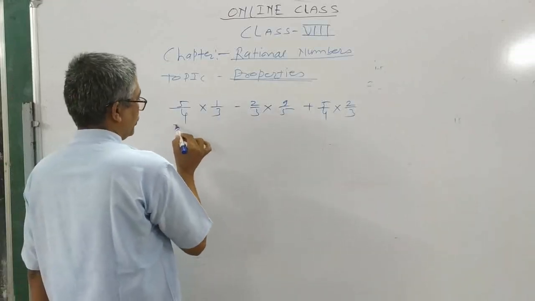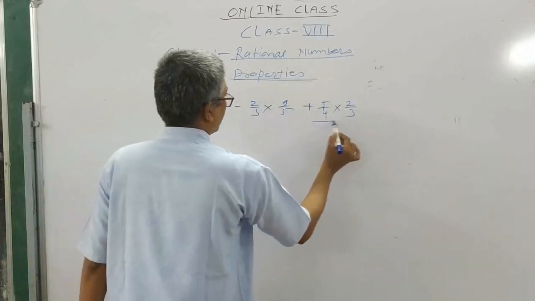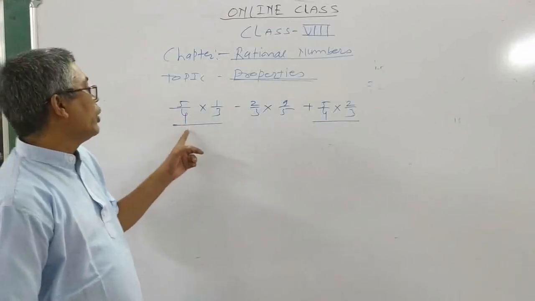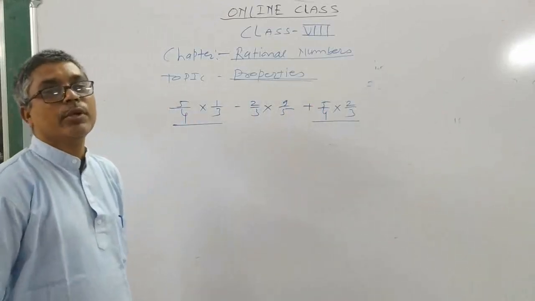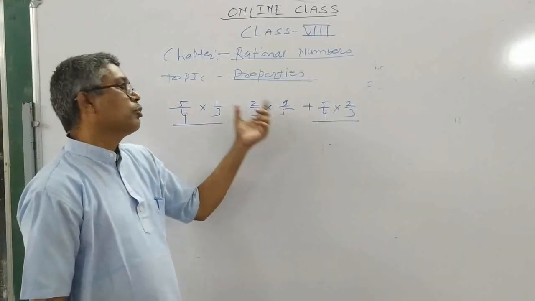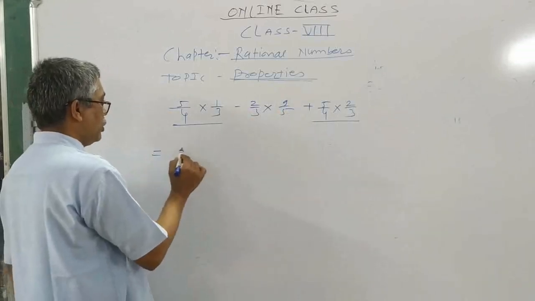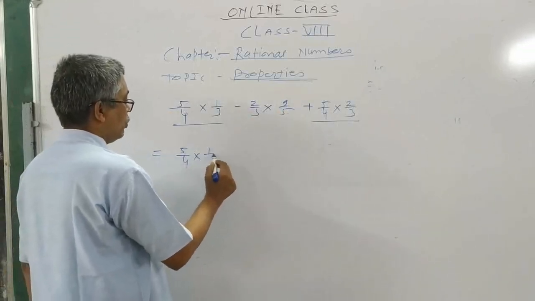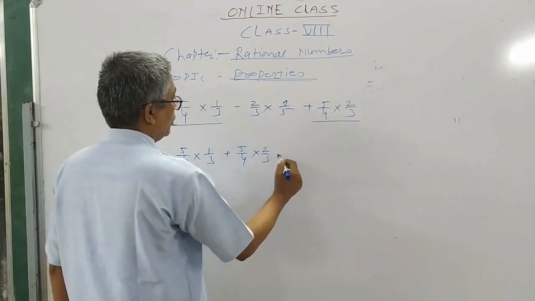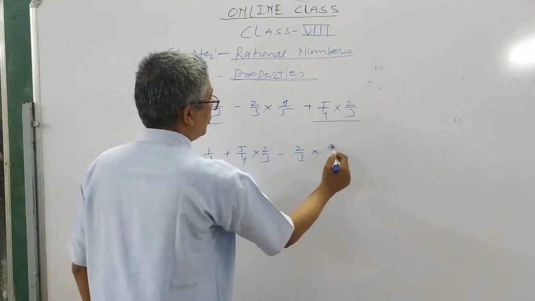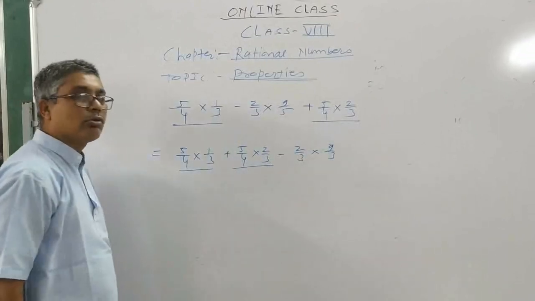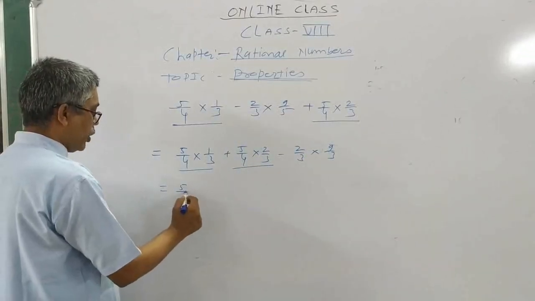So now see this first term and this third term. What is visible? 5 by 4 is common in both these terms, so we will take these two terms together and subtract this product from it. So here we get 5 by 4 into 1 by 3 plus 5 by 4 into 2 by 3 minus 2 by 3 into 9 by 5. So from these two terms we have to take out common, that is 5 by 4. We have to take 5 by 4 common.